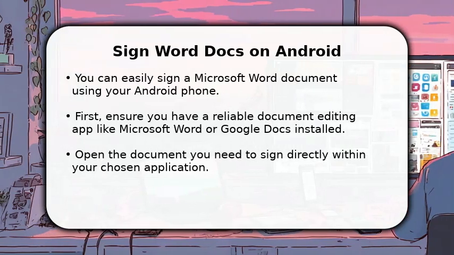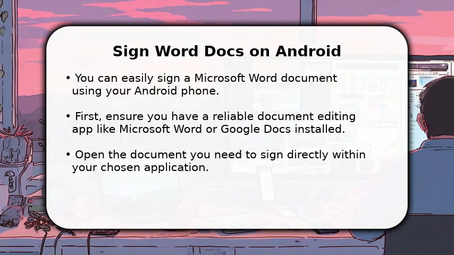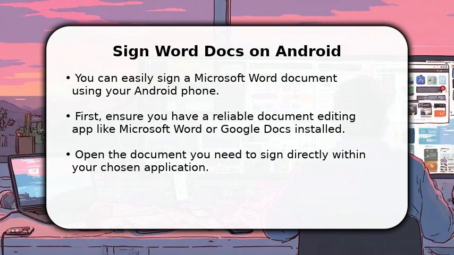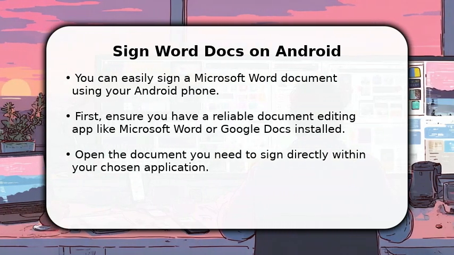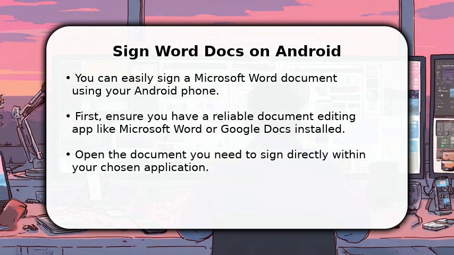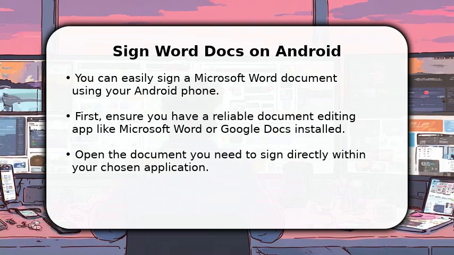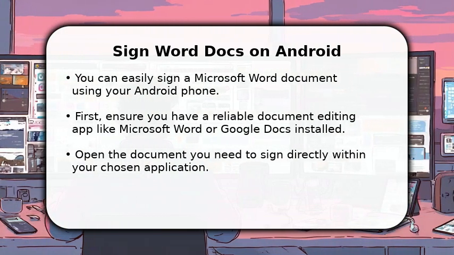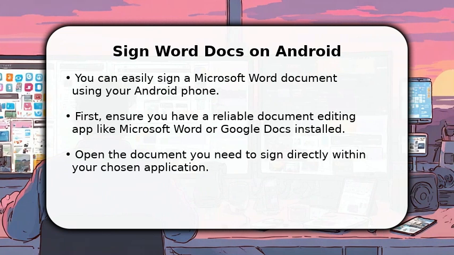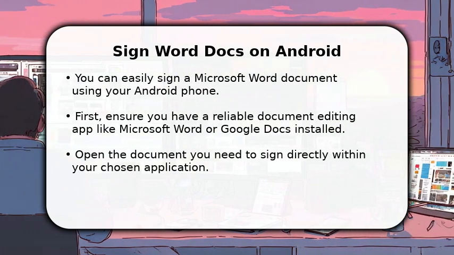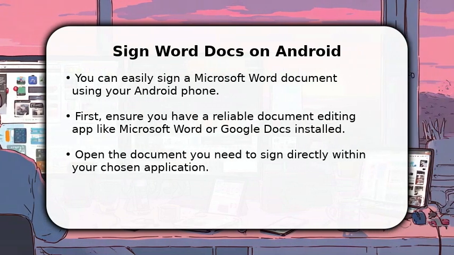In this video, I will show you how to sign a Word document on your Android phone. To begin, open the Microsoft Word document you wish to sign using your mobile app. Before you start, consider whether you will draw your signature directly on the screen or insert an existing image of your signature. Having your signature ready will streamline the entire process, making it quick and efficient. This initial step is crucial for a smooth signing experience.